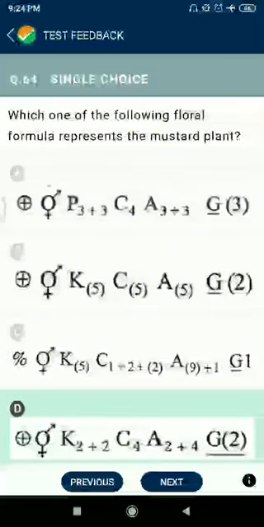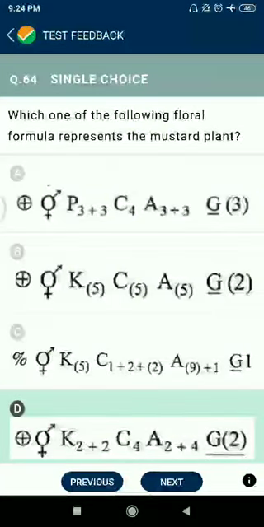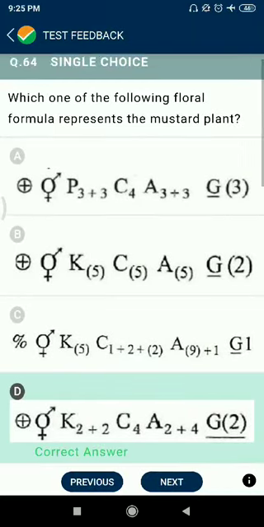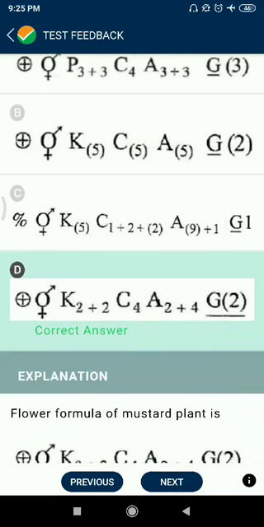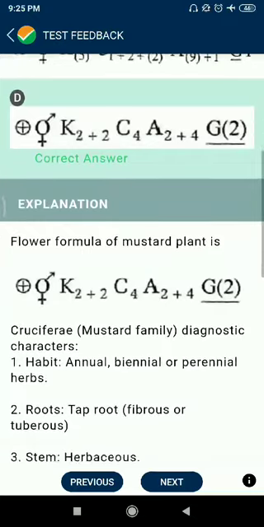Question 64. Which one of the following floral formulas represents the mustard plant? Mustard is related to the Brassicaceae family. Option D is correct.